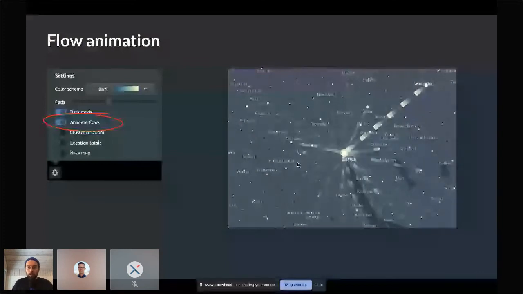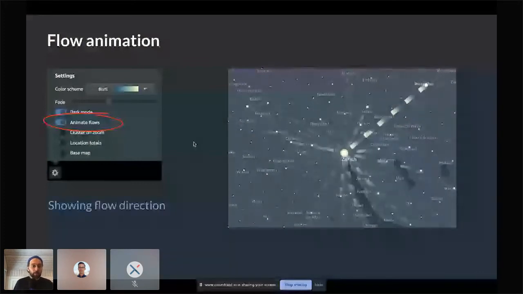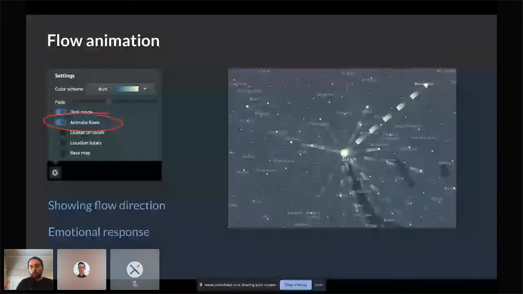Just besides being fancy, it actually can be a useful alternative for showing the flow direction. Sometimes it's more readable. And it also generates a certain emotional response. You see this recurring flows of people, and it works nicely with the commuters, right? Because they go to Zurich every day.